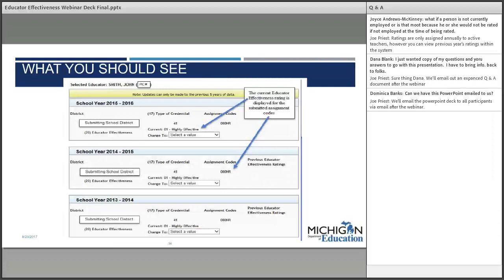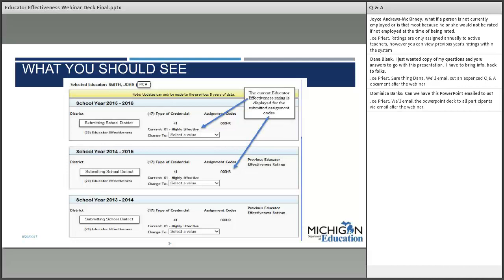So this is the page that you'll see if there's educator effectiveness data tied to that employee within the REP. This is very similar to the display within MOEX, a little bit different, but all the same information. So it has the submitting school district, the assignment code that the employee was submitted with, and then the current label. As you can see, it does display any and all years.